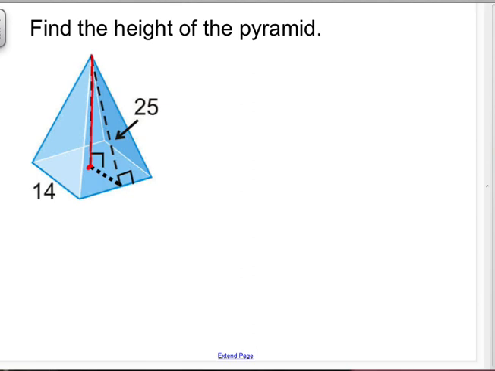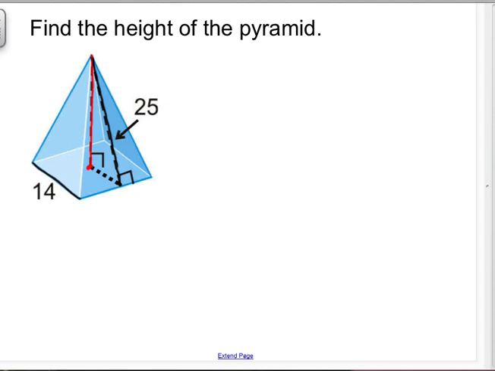They tell us, though, that this length is 14. And they tell us that this length, which is called slant height, is 25. Now, all those measurements are useful, and they're going to help us figure out the measurements that we actually need for this right triangle. Okay, so you have to imagine that you're just looking at that right triangle within that pyramid.